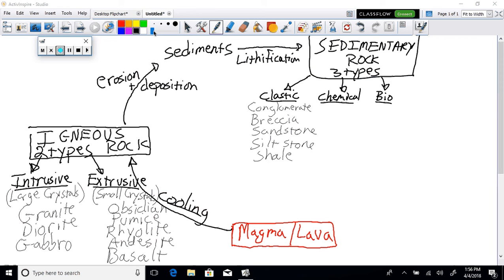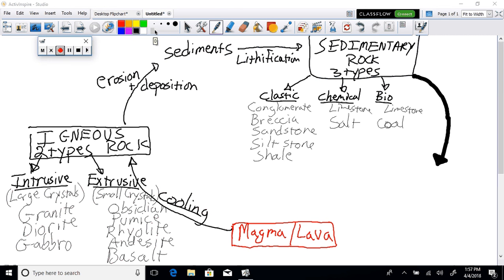Okay? For chemical, you just have limestone and salt. And for biological, you have limestone again and coal. Coal is made over millions and billions of years. All right? Now, going from there, got a big arrow here.